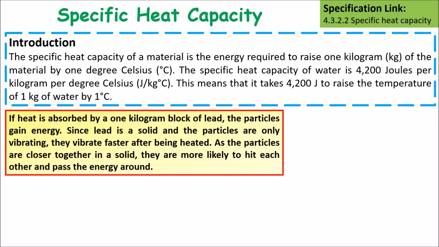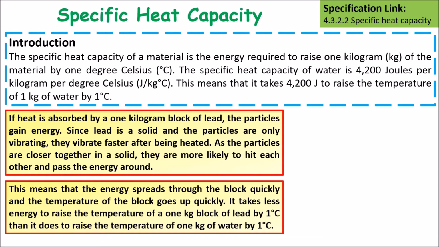So if heat is absorbed by a 1 kilogram block of lead, the particles gain energy. Since lead is a solid, the particles are only vibrating. They vibrate faster after being heated. As particles are close together in a solid, they are more likely to hit each other and pass the energy around. So this means that the energy spreads through the block quickly and the temperature of the block goes up quickly. It takes less energy to raise the temperature of a 1 kilogram lead block by 1 degree than it does water.